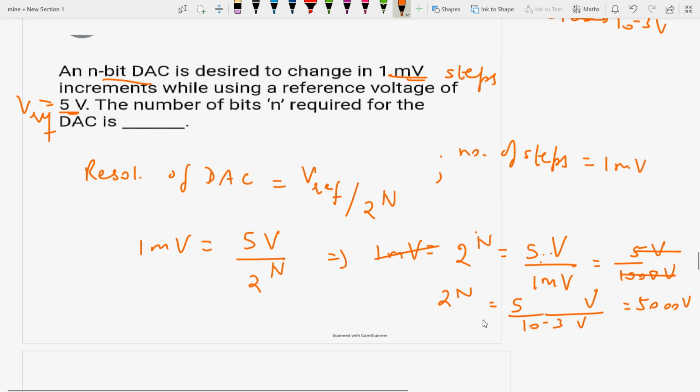So n will be how much? N is equal to how much? It will be 13. That means it will come out to be 13. Okay. So you have to write down the formula that resolution of DAC is equal to V reference by 2 to the power n. Okay.